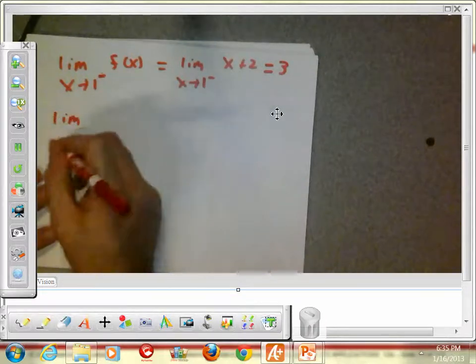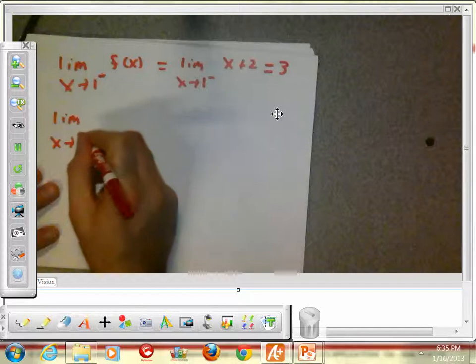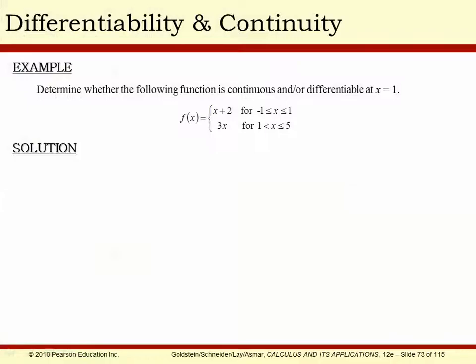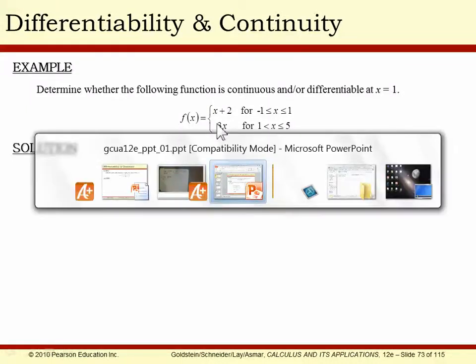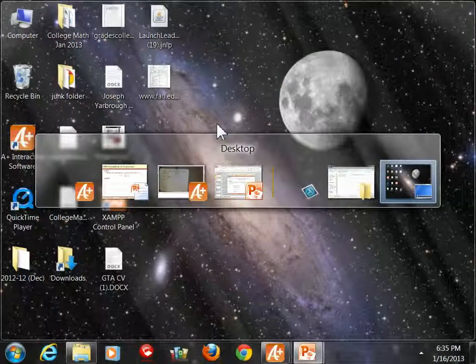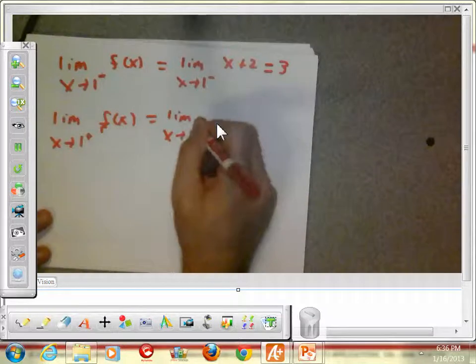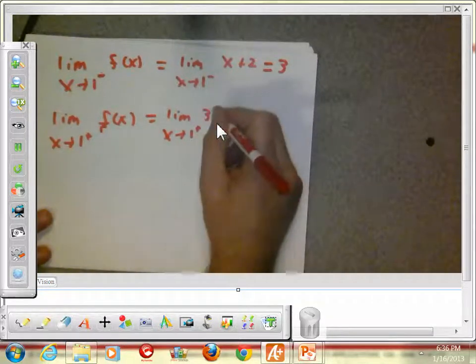Now the limit as we approach 1 from the right-hand side of f of x is going to be equal to, if we go back to our chart, if we're bigger than 1, what is f of x? 3x, right? So if we're approaching 1 from bigger than 1, we're going to use the bottom one, which is 3x. So this is going to be equal to the limit as x approaches 1 from the right of 3x. And that's a polynomial, so we can just plug in the 1 and we get 3.